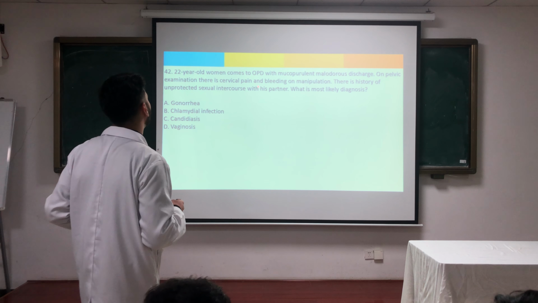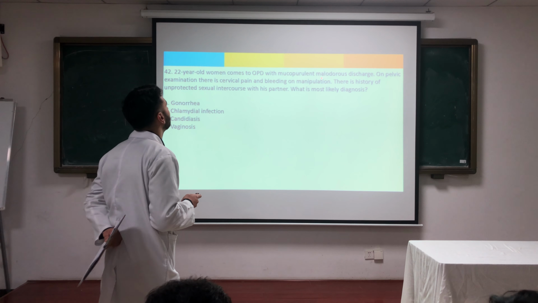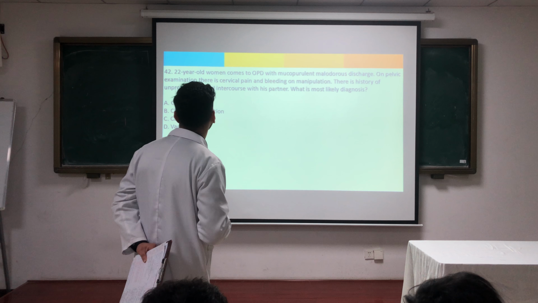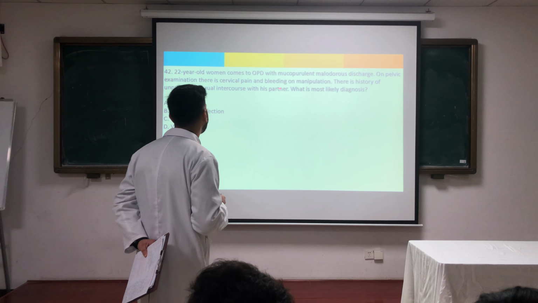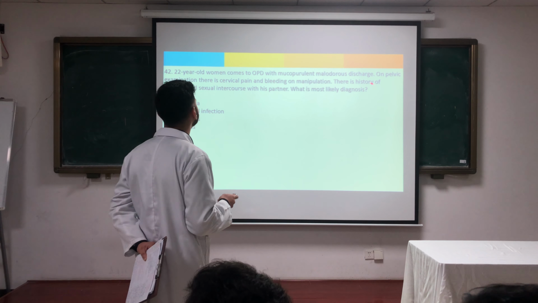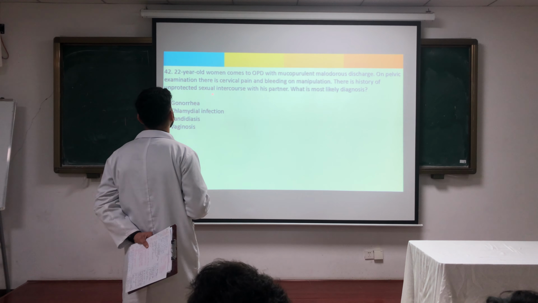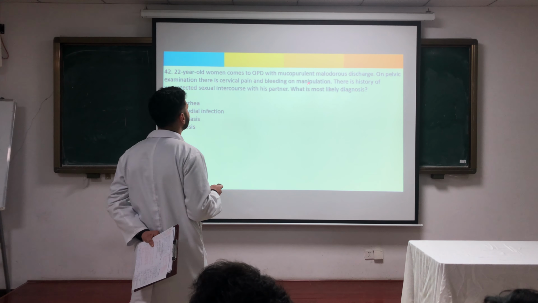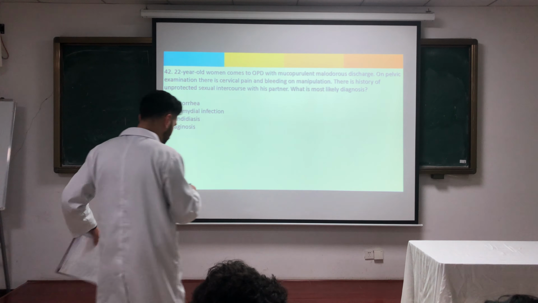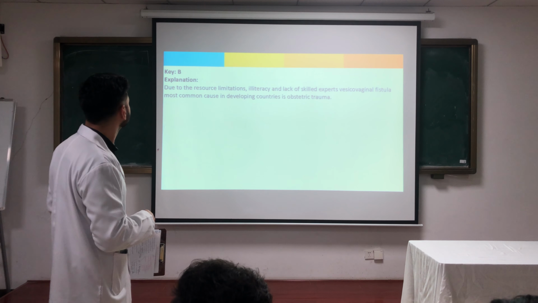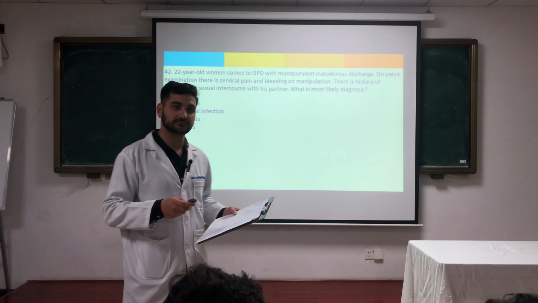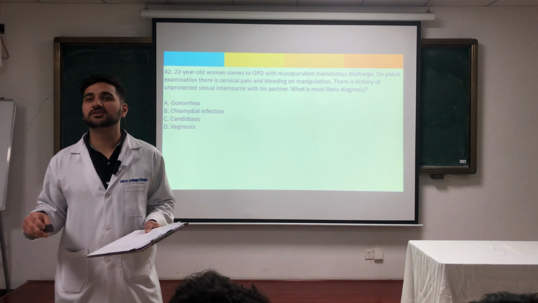A 22-year-old woman comes to the OPD with mucopurulent malodorous discharge. On pelvic examination, there is cervical pain and bleeding on manipulation. There is a history of unprotected sexual intercourse with her partner. What is the most likely diagnosis? Okay. Anyone wants to give the answer of this question?